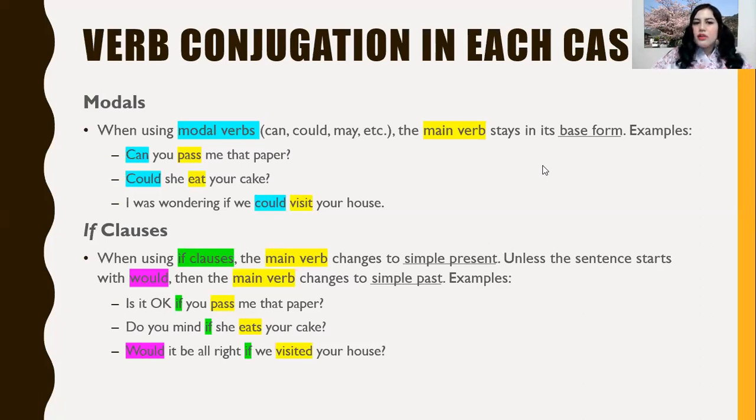Here, for example, if it's simple present and it's the third person singular, she, we're going to add an S at the end of the verb, eats. So do you mind if she eats your cake? And the last one, would it be all right if we visited your house? So here we're going to use simple past if we have would, and simple present if it's only the if clause. Okay, try to remember that.